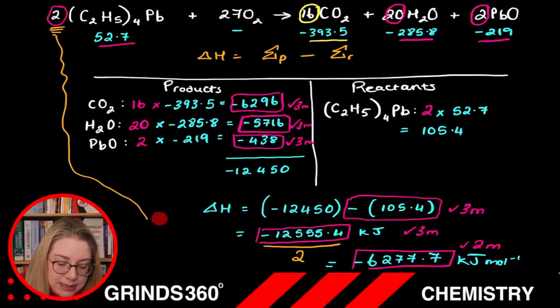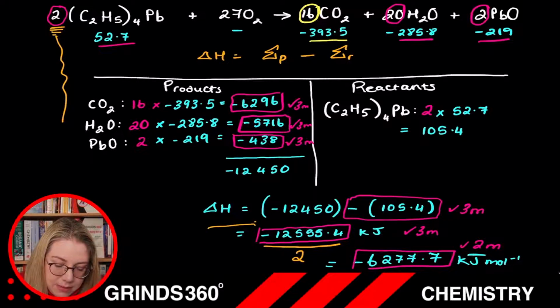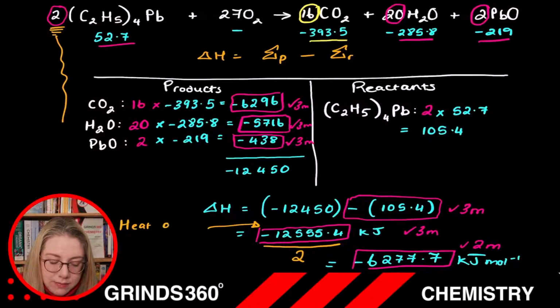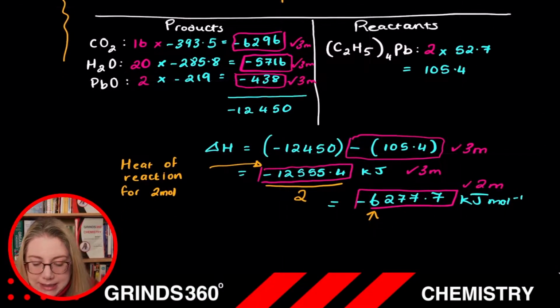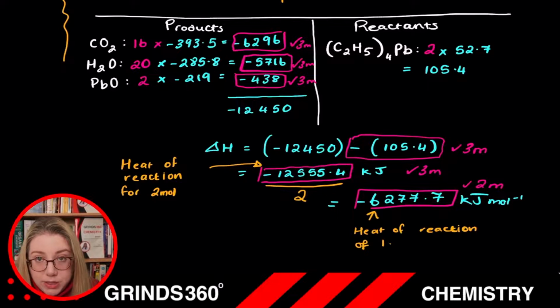So I'm actually going to label these here just to distinguish them for you. That number there, that minus 12,555, is the heat of reaction for 2 moles of the tetraethyl lead. And this number down here, the minus 6277, you can call it the heat of reaction of 1 mole, because you've divided by 2, or technically you can give it its proper name, which is the heat of combustion.